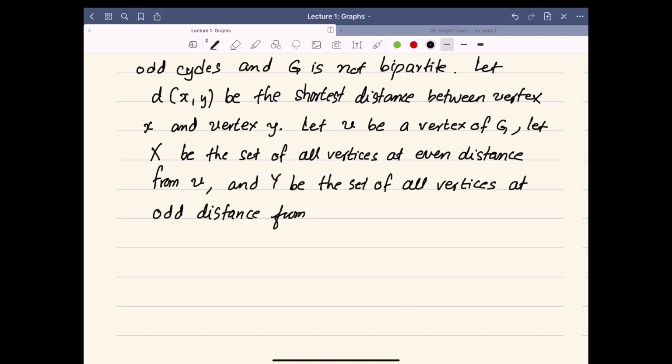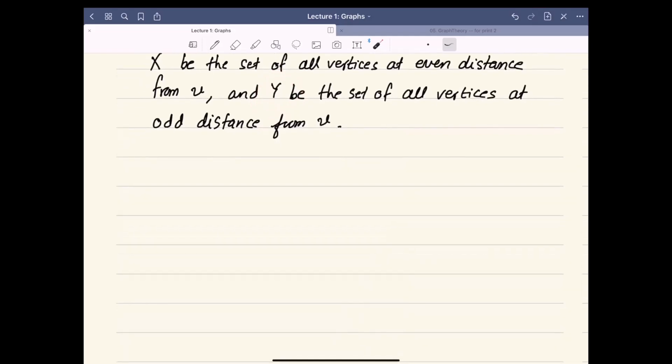So here you just pick a vertex in the graph and try to find the distance from this vertex to all other vertices. Find the shortest distance. And those with even distance, put them in a set that is called X. And for those with odd distance, put them in a set that is called Y. We can imagine this situation by the following. I will draw it just for you to understand and have an idea what we mean by X and Y and V.